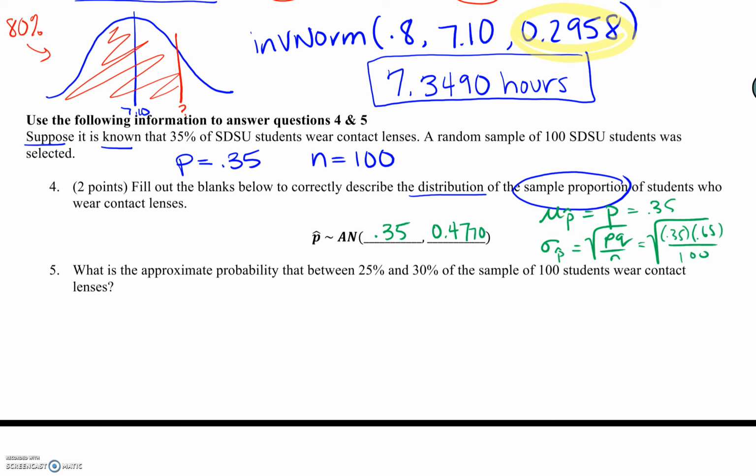And then look what comes next. It's the same thing that we just saw in the sample mean question. What is the approximate probability? All right, we want a probability from a normal distribution. Let me draw the curve. We know our normal distribution is centered at 0.35 because we have this here. And we want the probability of being between 0.25 and 0.3.